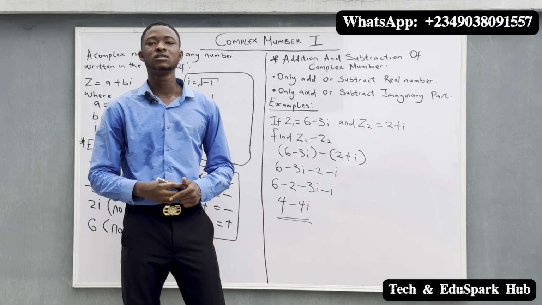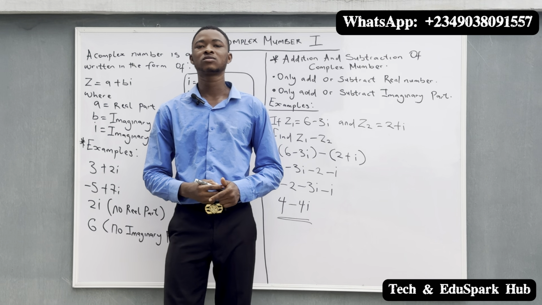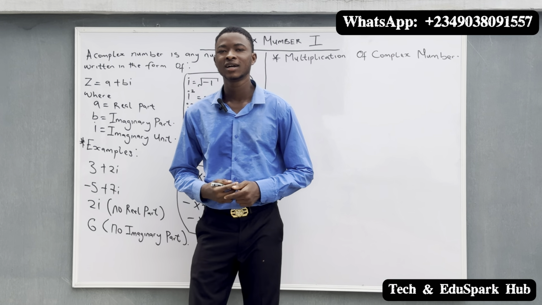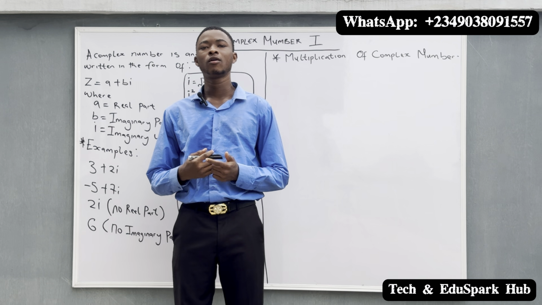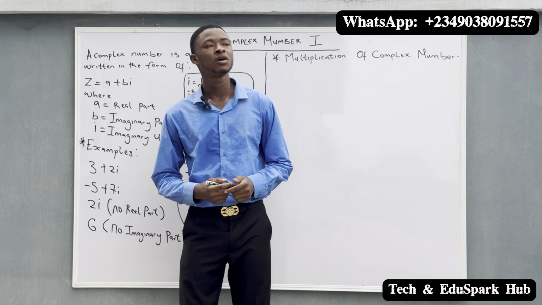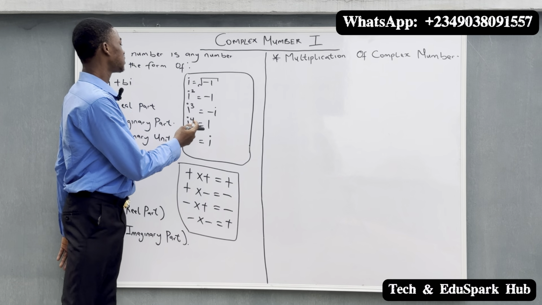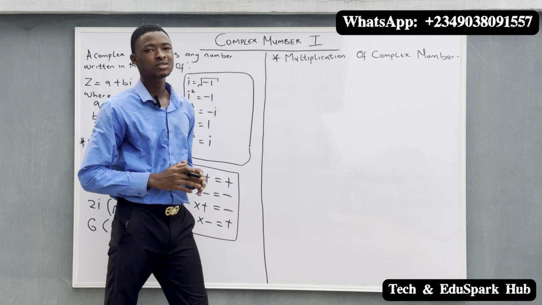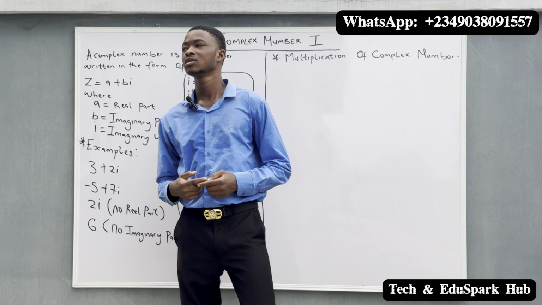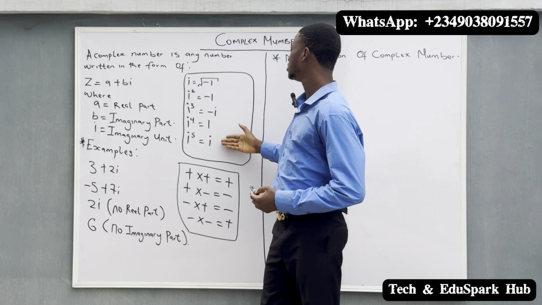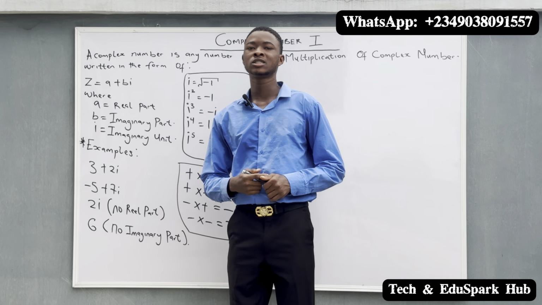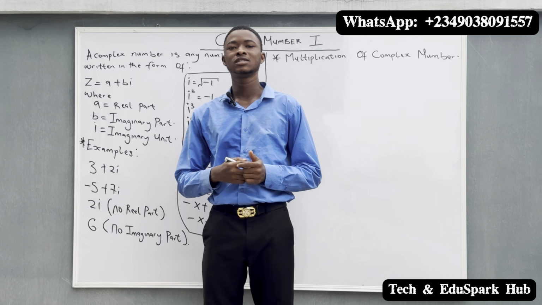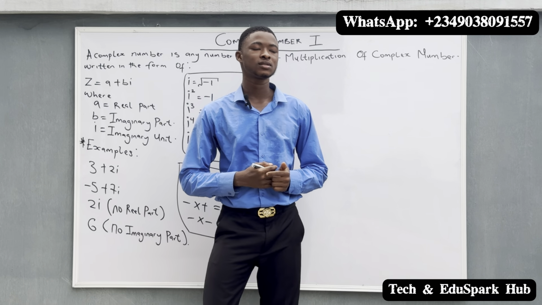So let's move to the multiplication of complex numbers. Multiplication of complex numbers is just like solving our normal algebraic multiplication. But all we have to note is that i squared is equal to minus 1. This is just what to note about this multiplication. You just have to know all these imaginary units when dealing with multiplication of complex numbers. And let's look at some examples under this multiplication of complex numbers.